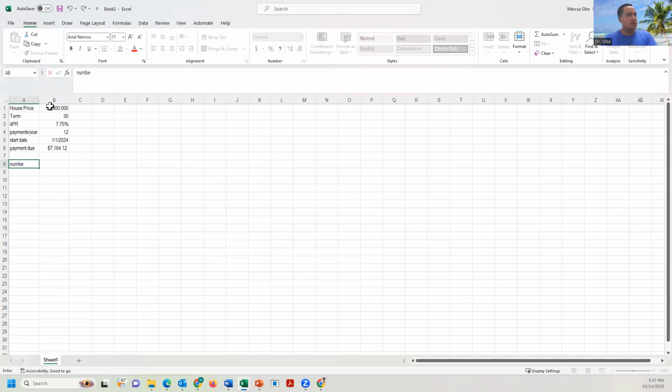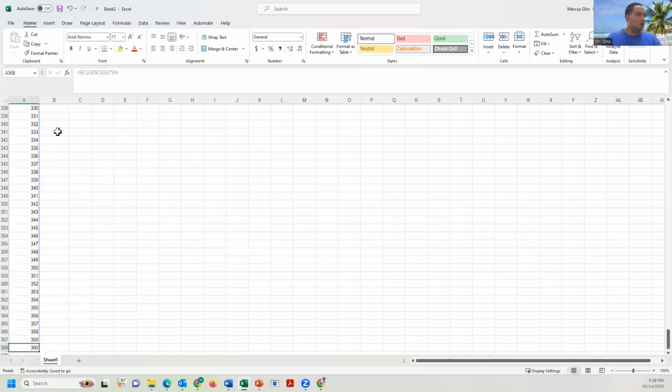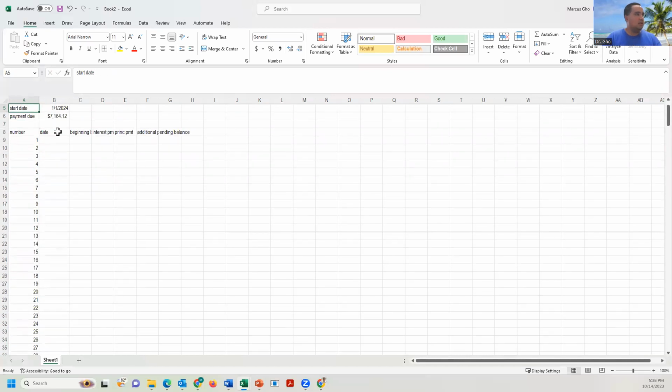I'm going to add some columns that we might need. Number, date, beginning balance. Hopefully I can type this correctly. Interest, payment, principal. I'm doing that for short. Principal payment, additional principal. Let's see, ending balance. I'll just let Excel do some of the calculation for me. We are doing 30 years times that number of payments. Now I've got 1 to 360. It's already populated. That makes it a bit easier.